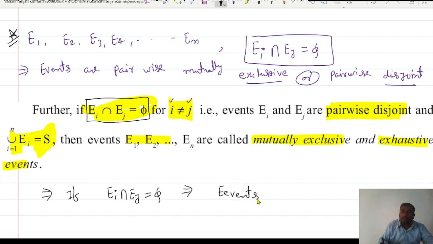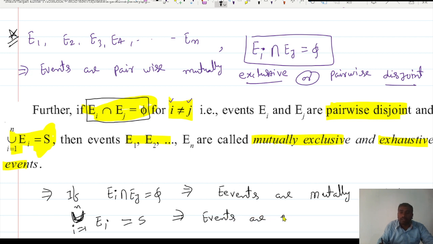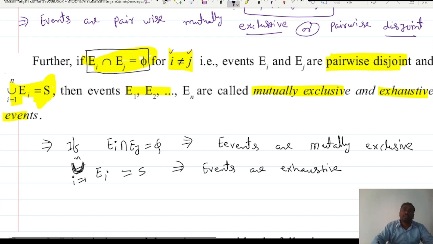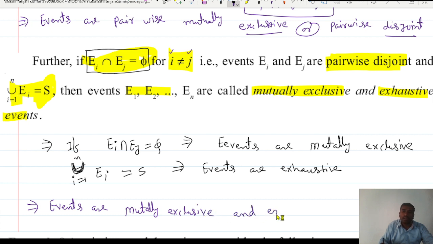So here, if Ei intersection Ej is equal to φ, this implies all events here are mutually exclusive, right? And if you are taking their union from i equal to 1 to n, and you are getting the sample space, this implies that the events are exhaustive. So we can call these events mutually exclusive and exhaustive. Okay, so hopefully you get the concept of mutually exclusive and exhaustive.